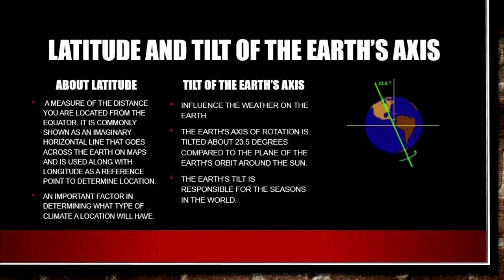And next is the tilt of the Earth's axis. It influences the weather on Earth. The Earth's axis of rotation is tilted about 23.5 degrees compared to the plane of the Earth's orbit around the Sun, and the tilt is responsible for the seasons in the world.